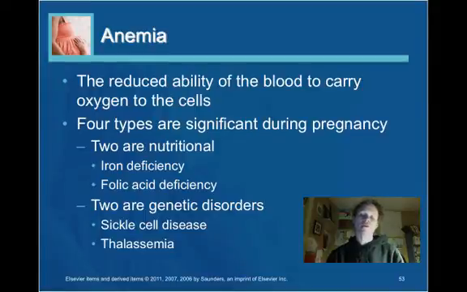This is one reason why iron is a significant component of the prenatal vitamin, because women can be at risk for iron-deficiency anemia. Remember that during pregnancy, the blood volume increases significantly because of the need to feed and nourish the fetus. Therefore, that can put the woman at risk for anemia, particularly in the form of iron deficiency. So to prevent it, iron supplements, like I mentioned.